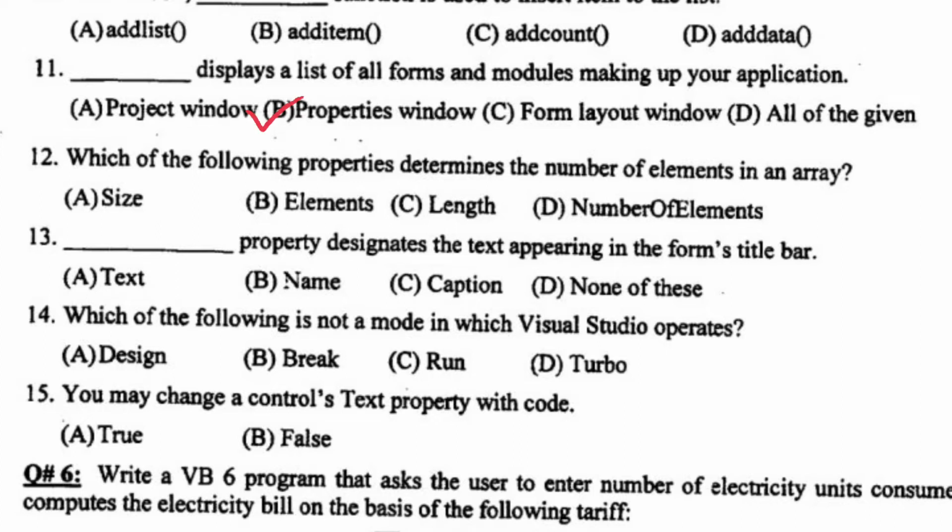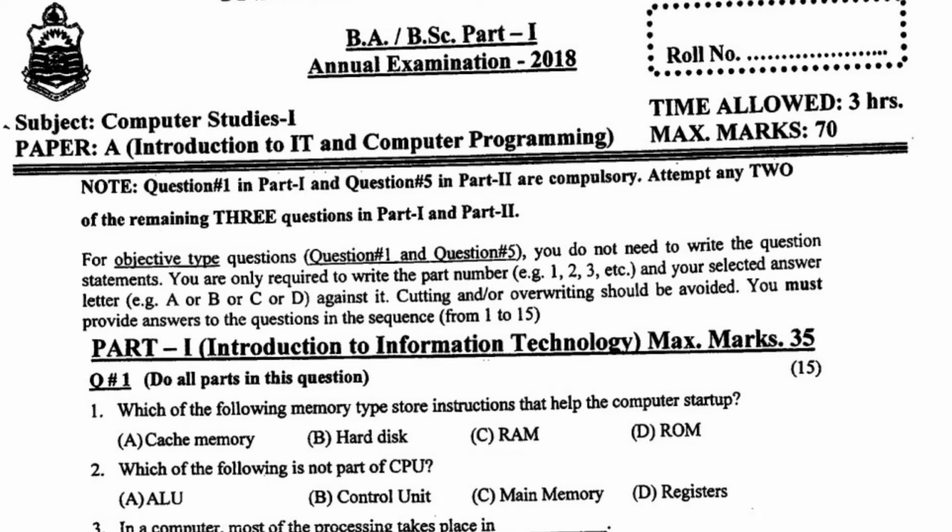Which of the following properties determines the number of elements in an array? Right option है D. Number of elements. Dash property designates the text appearing in the form's title bar. Right option है हमारे पास. Caption. Which of the following is not a mode in which Visual Studio operates? Turbo. You may change a control text property with code. True. Which of the following memory types stores instructions that help the computer start up? ROM.